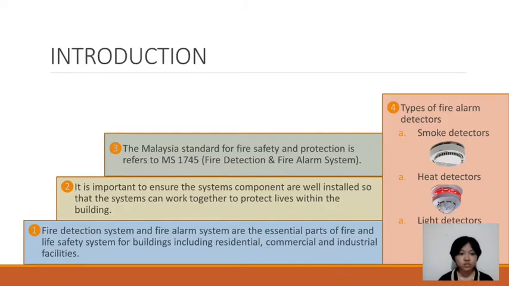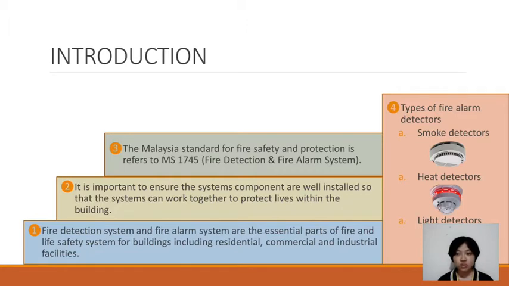Introduction. So fire detection system and fire alarm system are the essential parts of fire and life safety system for buildings, including residential, commercial, and industrial buildings. It is very important to ensure the components of the system are well installed so that the system can work together to protect life within the building.